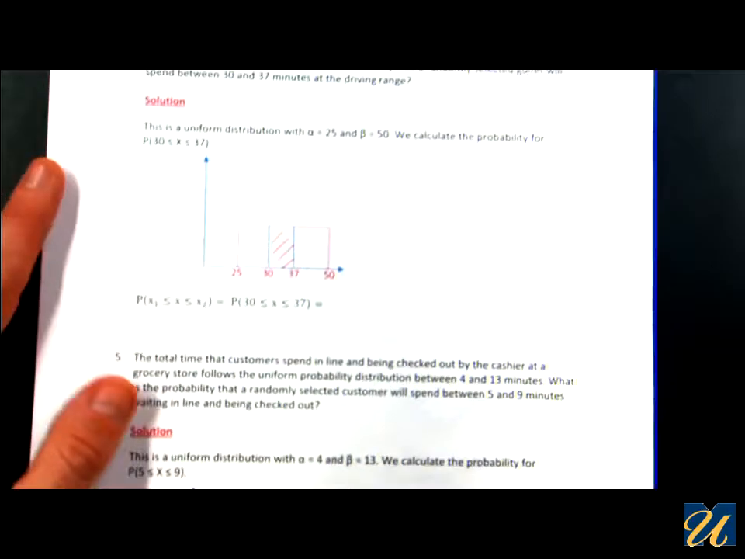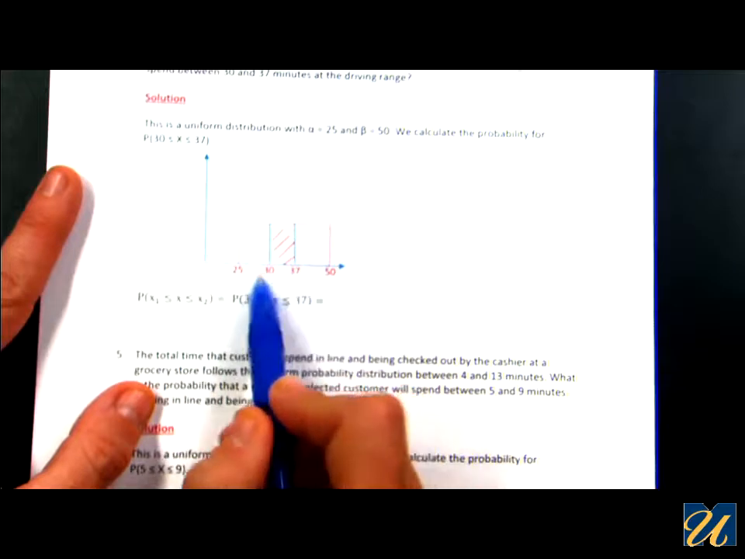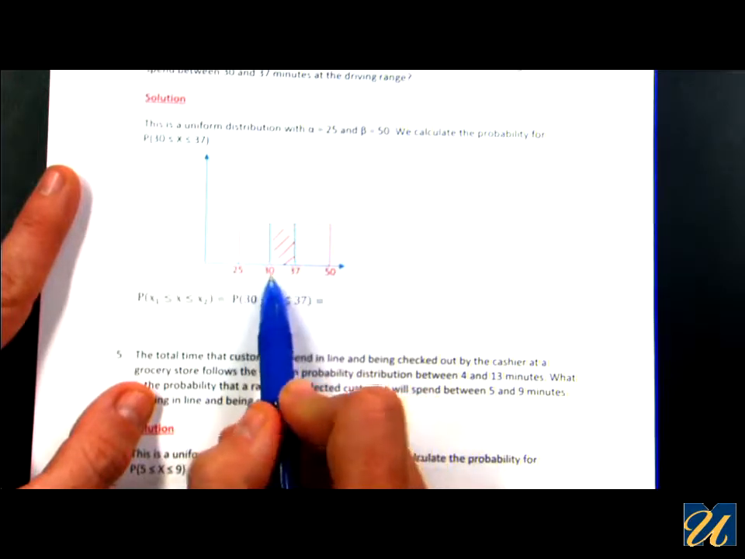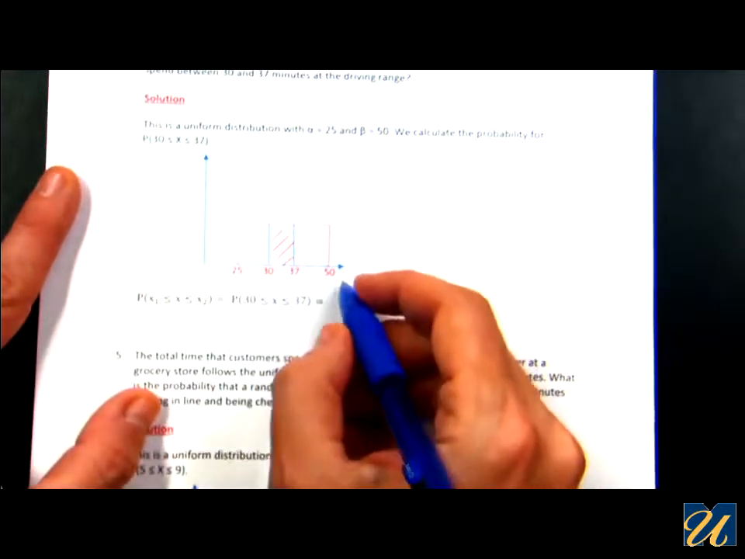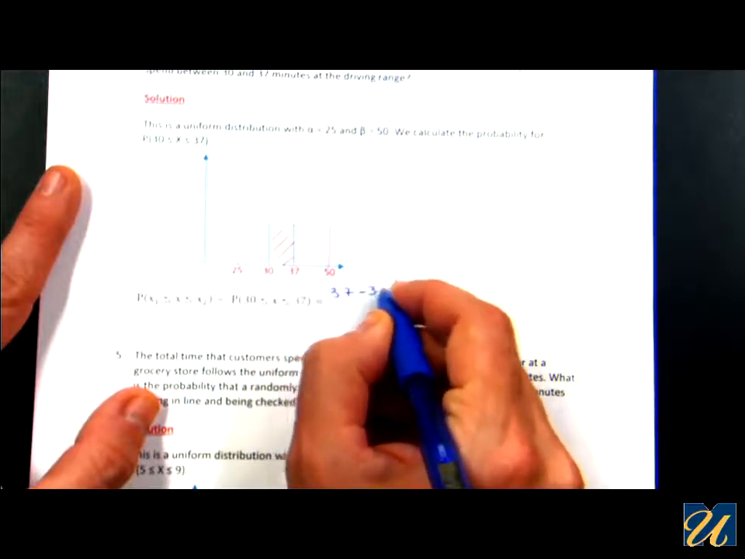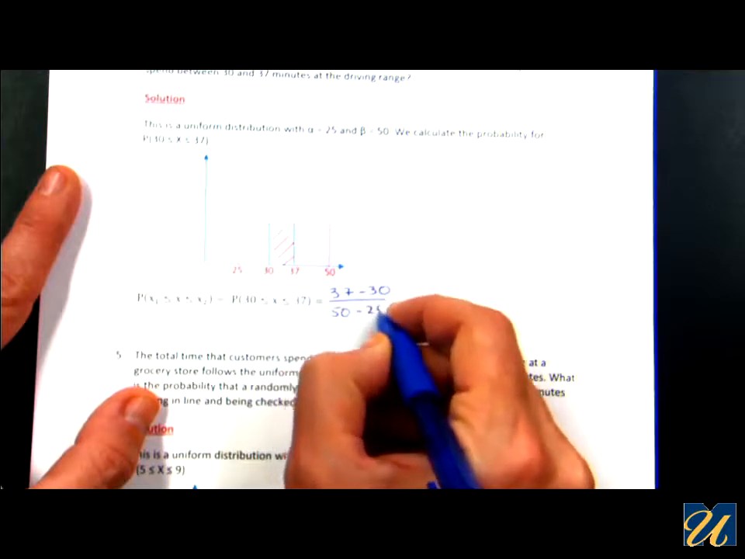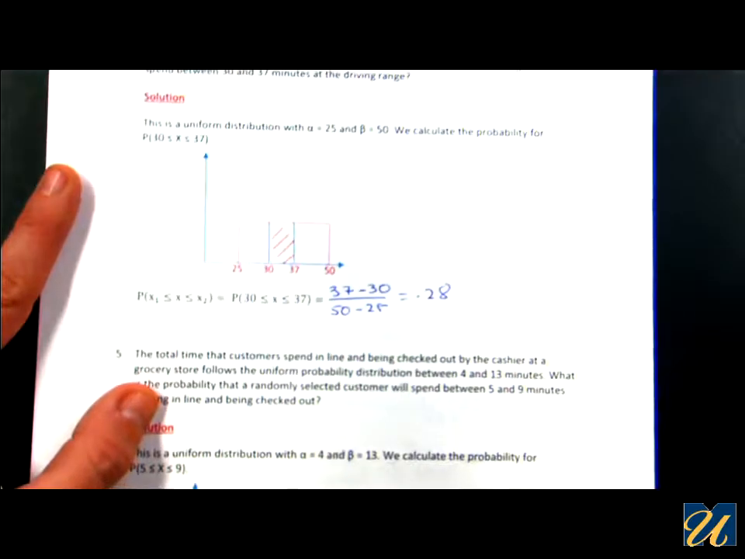You draw your graph, uniform distribution from 25 to 50, the area between these two values. So the probability will be 37 minus 30 over 50 minus 25. So the probability will be 0.28.